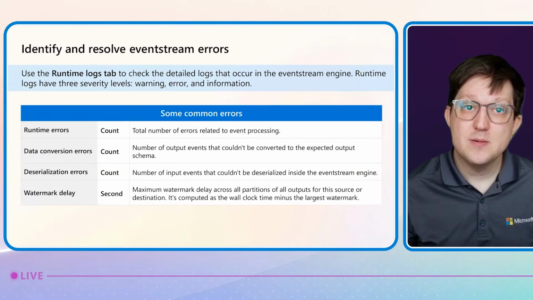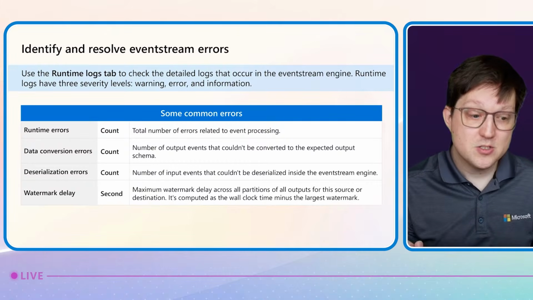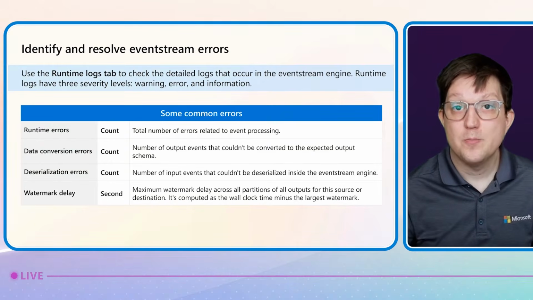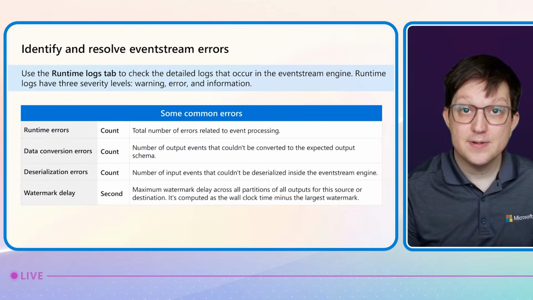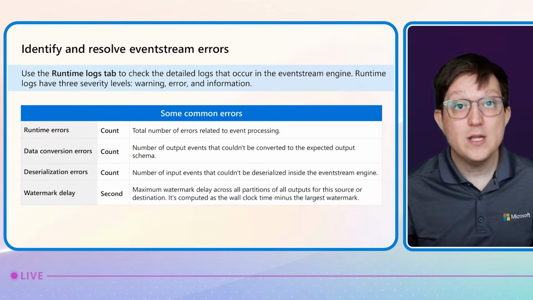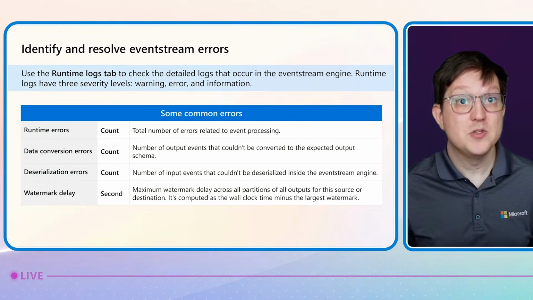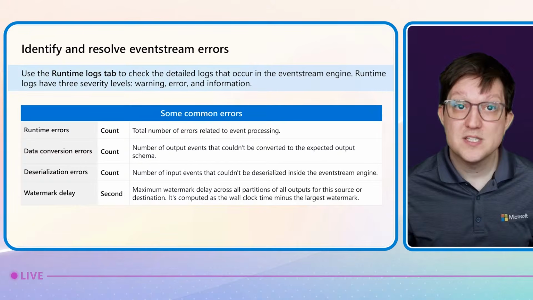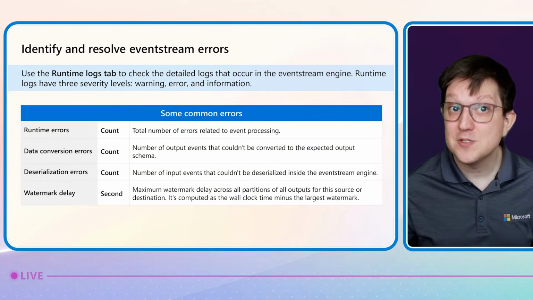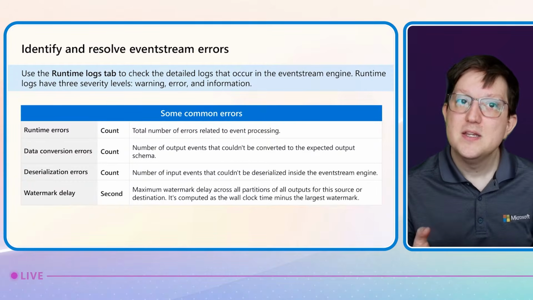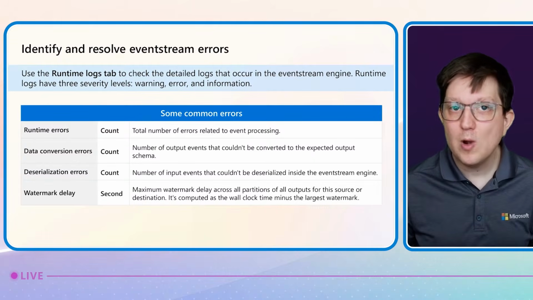Now, when we're working with event streams, there may be some potential errors we encounter there as well. The best place to be able to understand what's going on is the runtime logs. These give you detailed logs that occur in the event stream engine itself, and they have 3 different severity levels: warning, error, and information. Common metrics you should know: runtime errors are the total number of errors that occurred in the event processing. Data conversion errors, things that couldn't be converted to the expected output schema, basically something just didn't fit. Deserialization, so events came in and they just couldn't be put in the right order, in the right way.